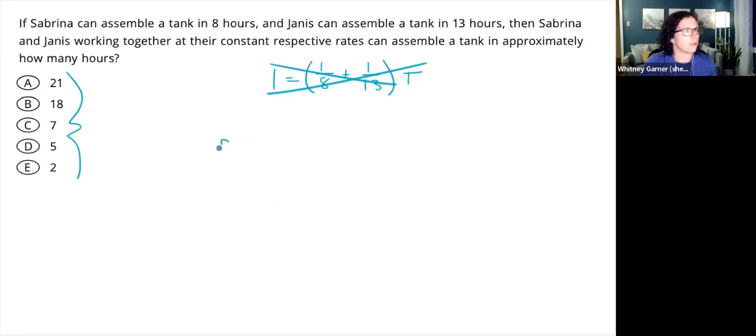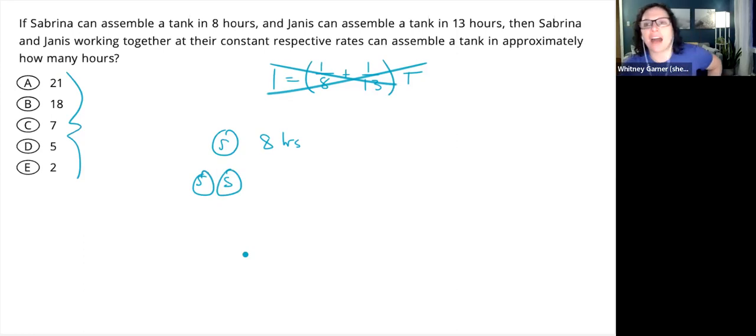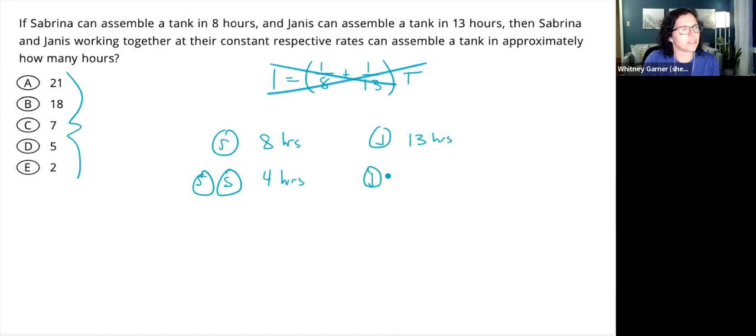The way this technique works is as follows. Let's think about both people. I've got Sabrina. If I have one Sabrina doing the job, it would take 8 hours. What would happen if I doubled her? I gave myself two Sabrinas. I cloned her. How long would it take? Yeah, exactly. It would take 4 hours, right? We can use kind of the logic. All right. If I had one Janice, it would take 13 hours. And by the same logic, if I cloned her, it would take like 6.5 hours.